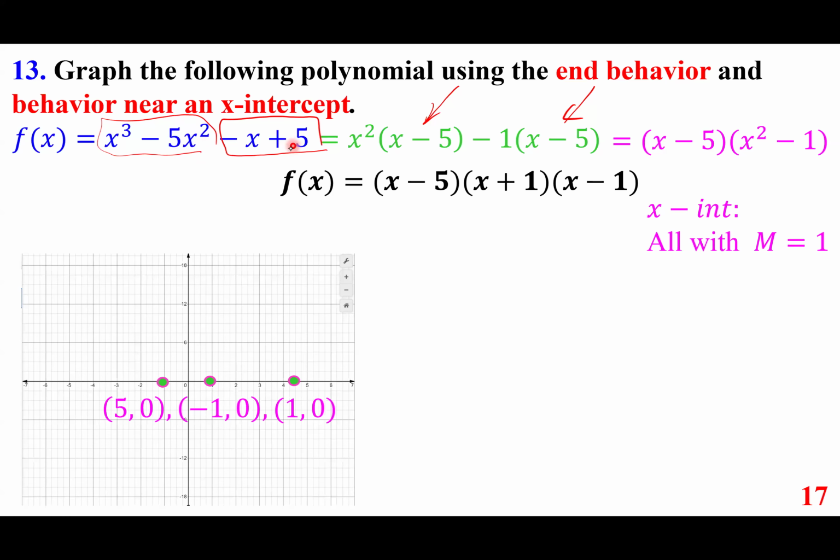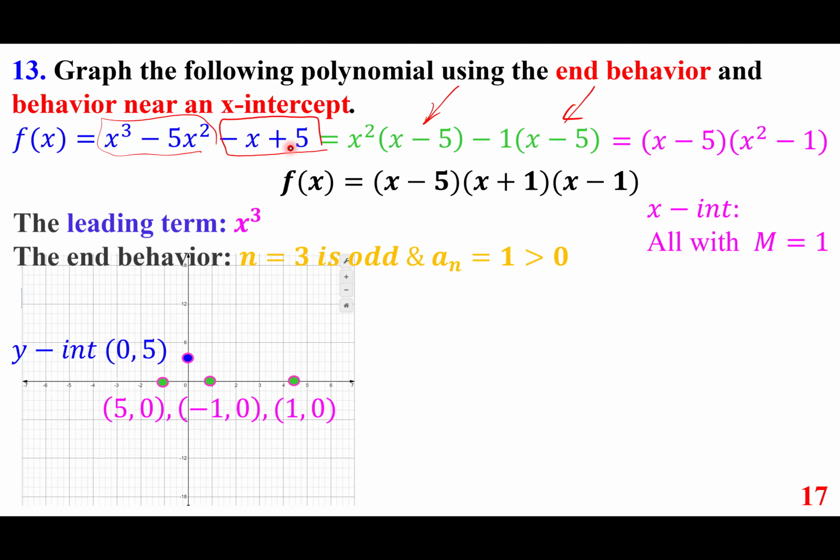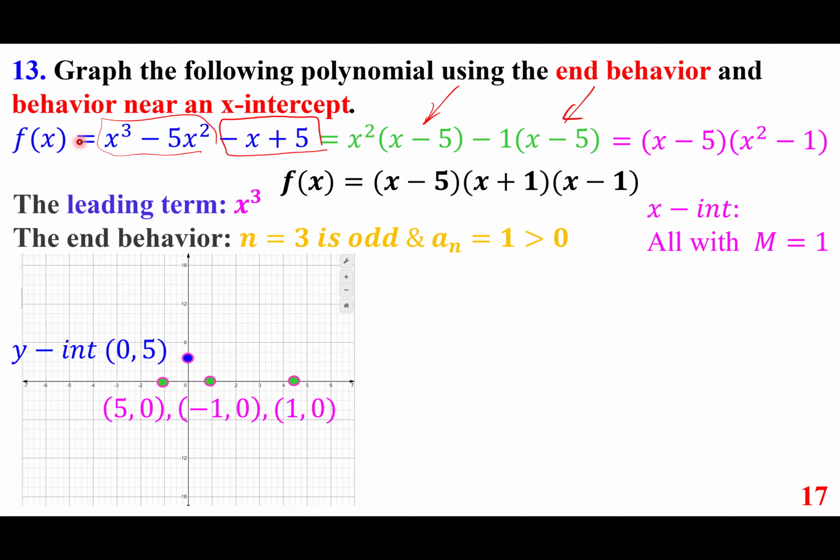If you set x equal to 0, you get 5, so (0, 5) is the y-intercept. And as I mentioned, the leading term is x cubed. For the end behavior, n is 3, it's odd, and a sub n equals 1 is positive. So the first and the third quadrant, everybody. As x goes to negative infinity, so does y, or f of x. As x goes to infinity, so does y, or f of x.